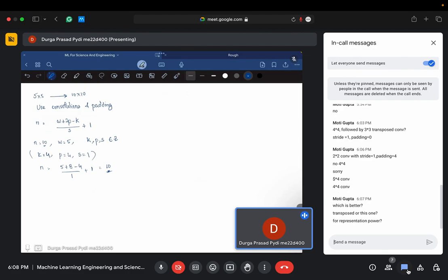Yeah, that is what I was going to ask. Which one of them is better? Now you have convolution plus padding versus transposed convolution. Which one of these two do you think is better? We will come to the reason why one is better than the other, though definitely one is better than the other. Not from the computational perspective, but from representation power.